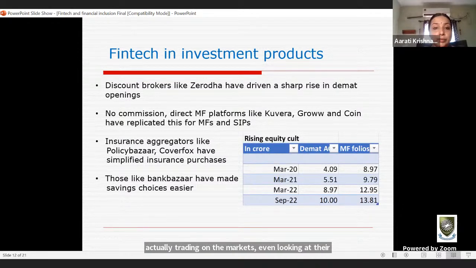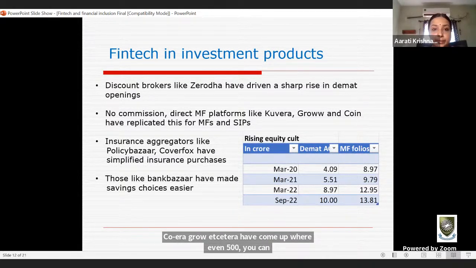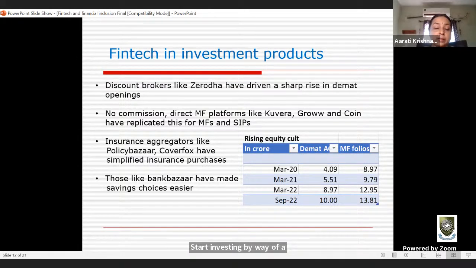Along with this, a lot of direct mutual fund platforms like Kuvera, Groww, etc. have come up where you can start investing with even 500 rupees by way of SIP in mutual funds without paying any commissions. Insurance aggregators like Policybazaar, CoverFox, etc. have made insurance purchases much simpler. And you can compare insurance policies or bank deposits and choose which is the better one.